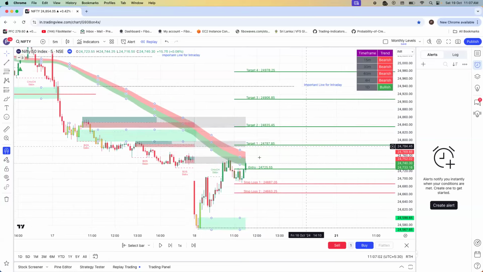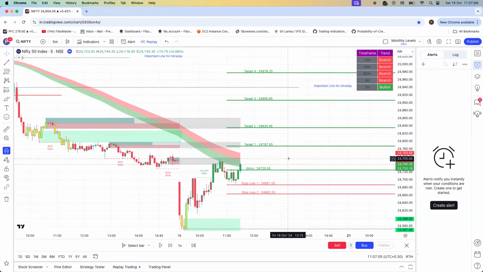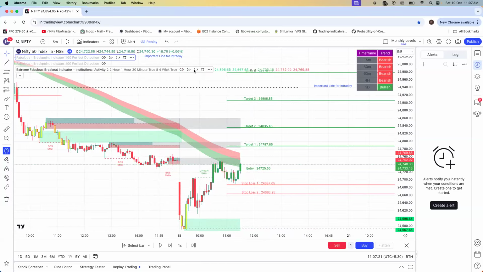But immediately the order block is there now. So is it safe to enter? I'm not talking about the order block right now. I'm just telling you the target will be first. So we're not talking about anything on the order block. I'll remove it first.